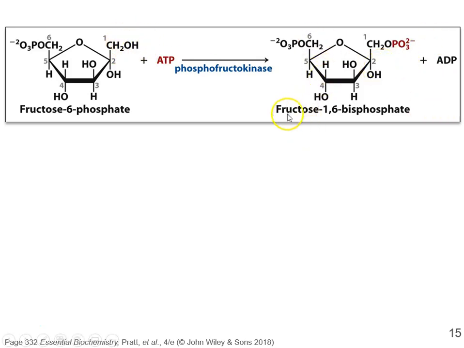So now we have fructose 1,6-bisphosphate. So the bis means 2. So we've got 2 phosphates on our fructose. So bis is different than di. This is adenosine diphosphate. Di also means 2, but if you look at the structure of ADP, the phosphates are next to each other. So if you say bisphosphate, I have 2 phosphates, but they're not next to each other.